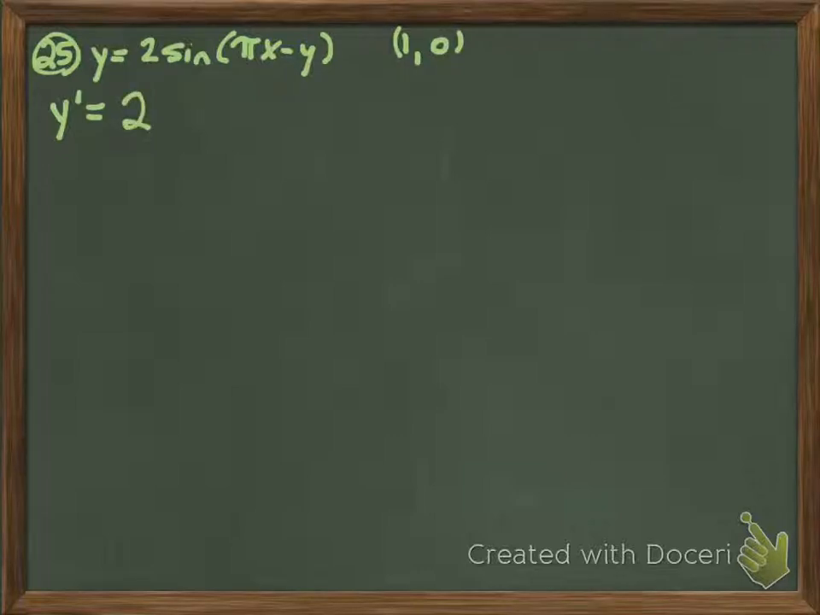Pull out the 2. Why? Because it's a constant. So once I pull it out, I forget about it. I just let it sit there. Now, I don't forget about it in the sense that I don't carry it to the next line. I just don't have to think about it anymore, right? That's the beauty of pulling it out. So what am I really taking the derivative of? Sine of the pi x minus y, right?